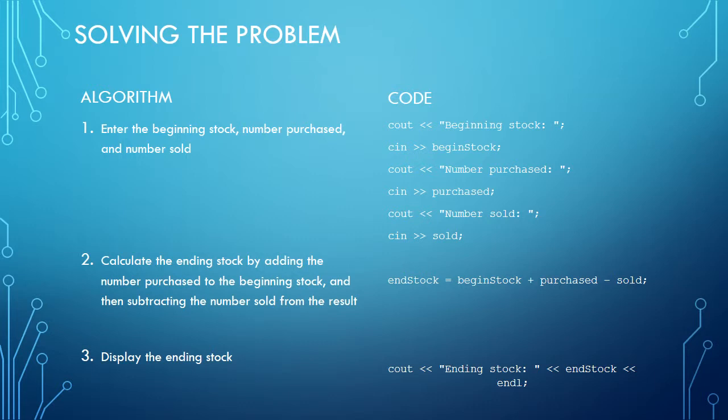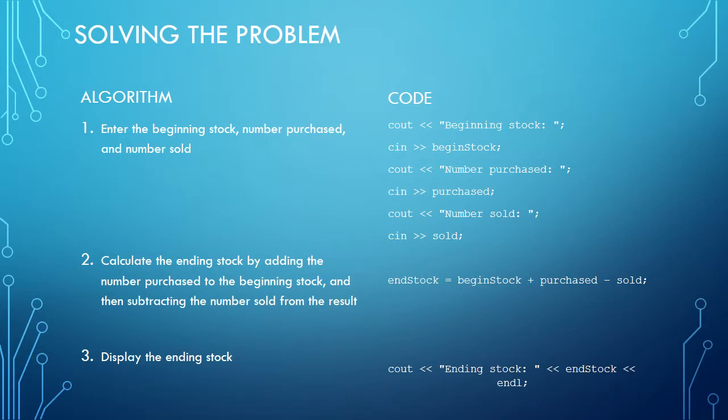So we're asking them to put the beginning stock number into the code, and as cin greater than, we're going to accept that as our beginning stock number from the user. Then we prompt them with number purchased, and as input we're going to set purchase to that value, and then finally the same thing with number sold. Cout number sold, cin sold.